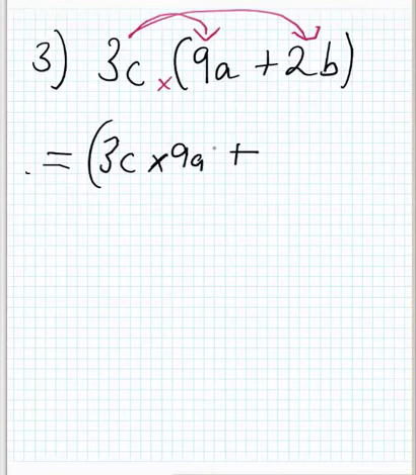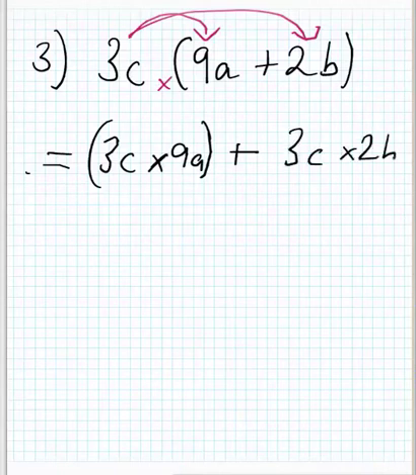And put this in brackets because we know we have to multiply first. And then when we've done that, we add it to 3c times 2b. So 3c times 2b. See how they both get a turn? And then work inside the brackets. So the plus is still going to be there.